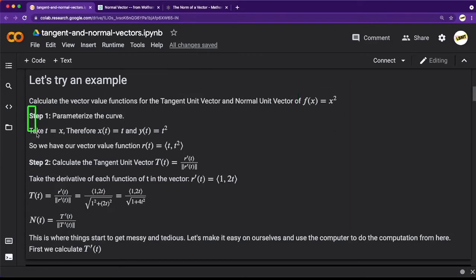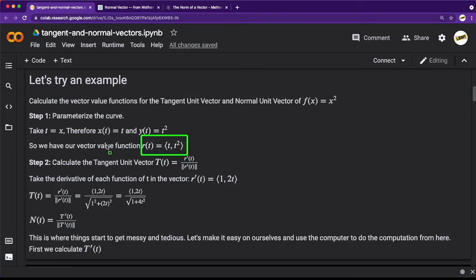And step one is we're going to parameterize our curve. The way we parameterize our curve, we're going to take t equal to x. And if the parameter t is equal to x, then the expression for y in terms of t is just going to be t squared, because y equals x squared, then y of t equals t squared. And so then we have our vector valued function. Our vector valued function r of t is simply t for the x component, and t squared for the y component. That's r of t. So we've got our parameterized curve, r of t equals t, t squared.